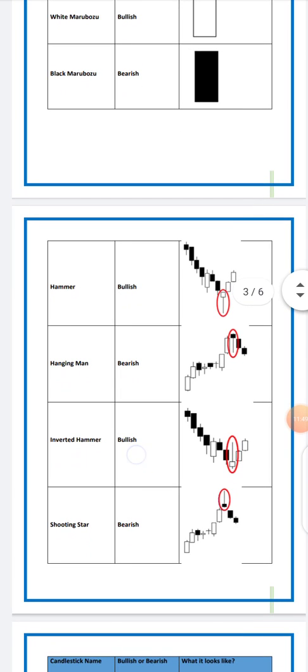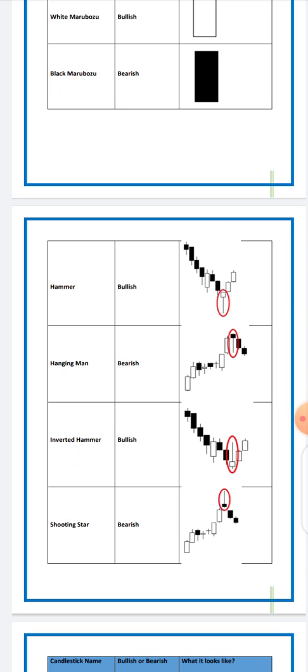The next one is hanging man. Hanging man is a bearish candlestick pattern. Actually, what you can do, as you are listening to me, is take out your note and tabulate candlestick patterns. For the first column, write the title as bullish candlesticks, and for the next one, write bearish candlesticks.